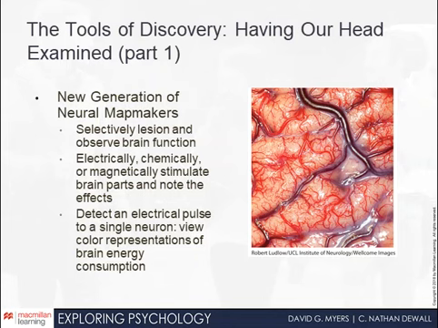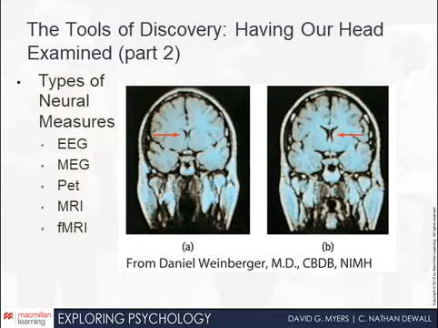We can detect an electrical pulse to a single neuron, view color representation of brain energy consumption, with the premise there being when a brain is consuming energy, the part of the brain that's lighting up and that is consuming that energy must be related to whatever function or activity the person is doing at that time. So in that way, we can discover quite a bit about what part of the brain is functioning when we're doing certain types of activities.